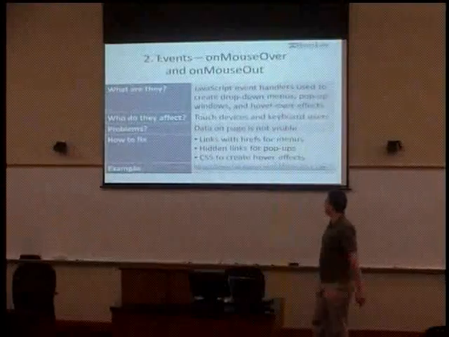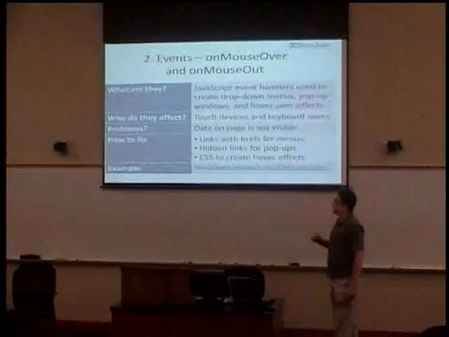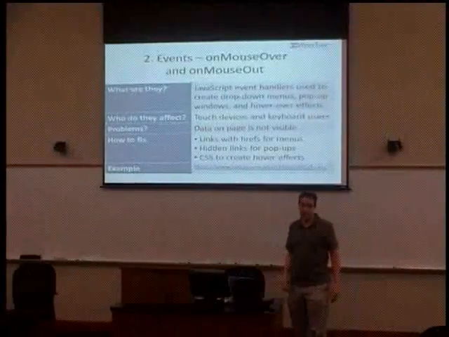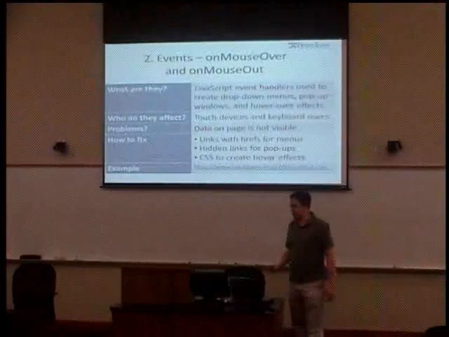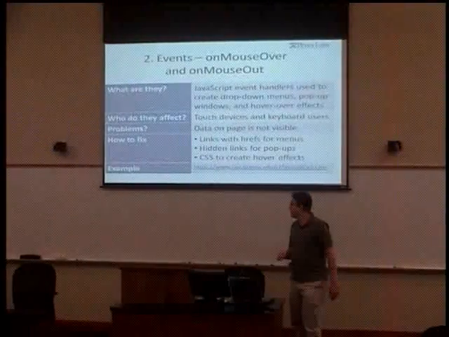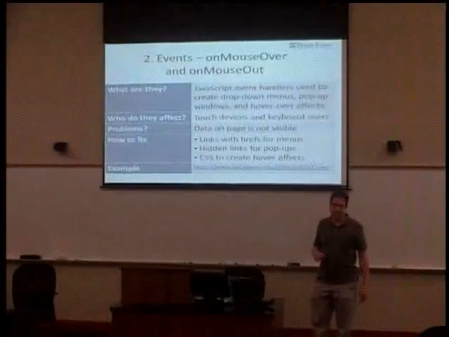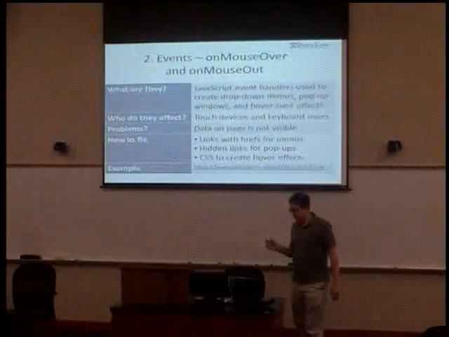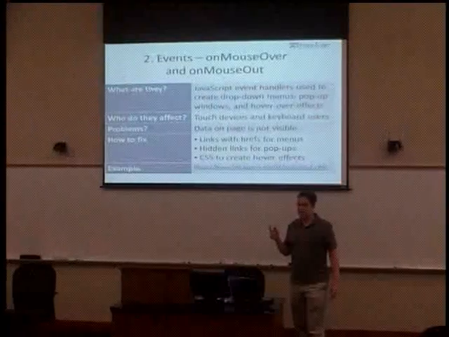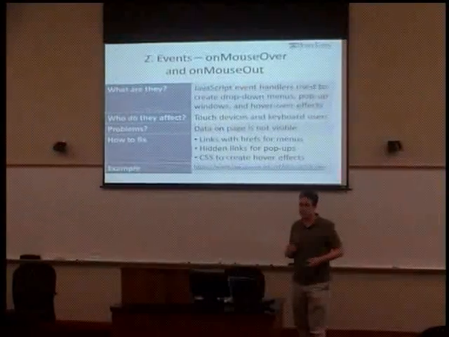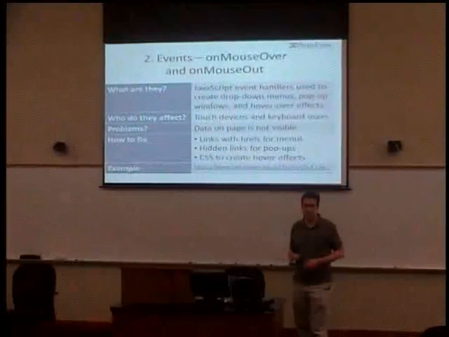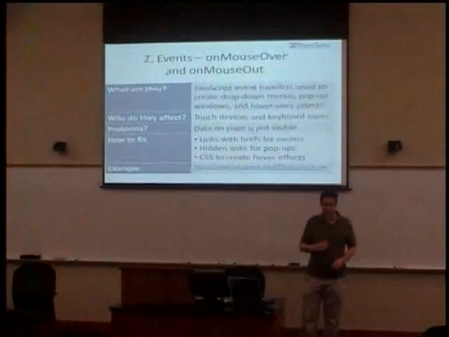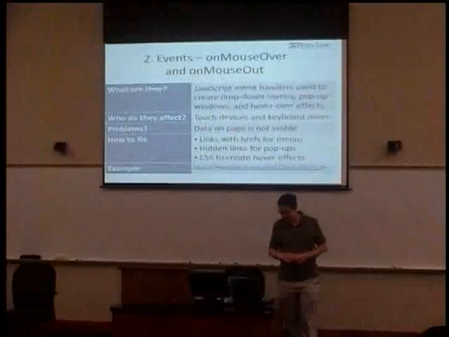These are problems for touch devices and keyboard users, because keyboard users obviously aren't doing mouse events. Touch devices handle mouse events very differently. I think it's the iPhone that if you scroll over something, it immediately triggers the on mouse over and on mouse out, so you never actually see what's happening because it's instant. It does both. So obviously the data that you're trying to show isn't available if you have this.